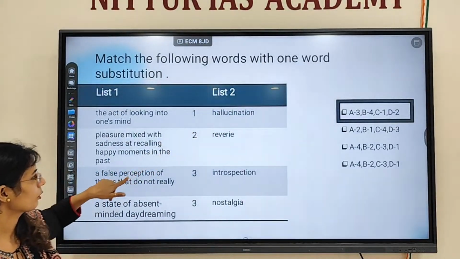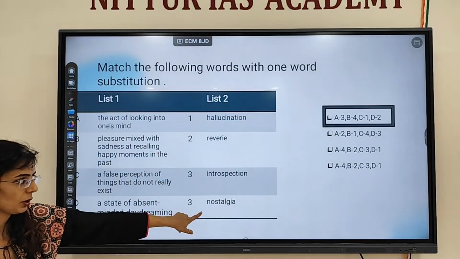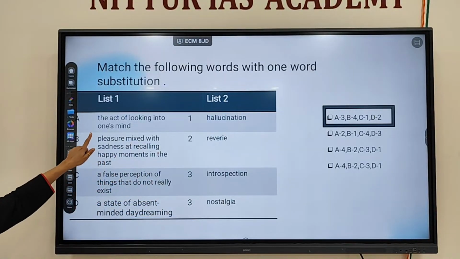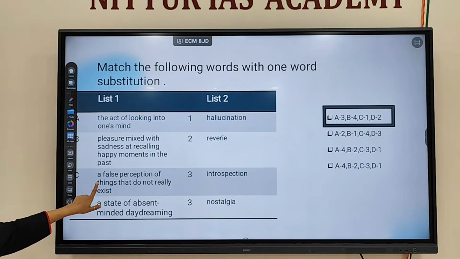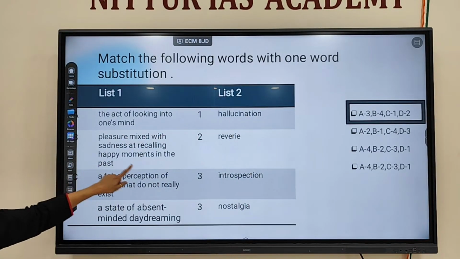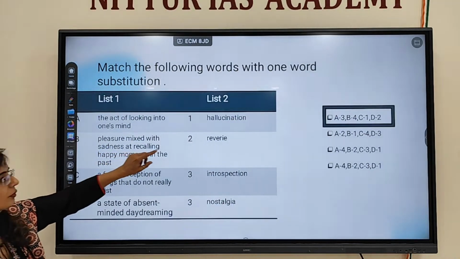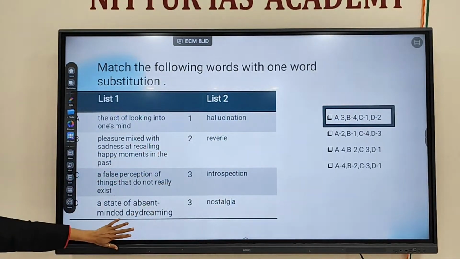Okay. So A is 3, B is 4, sad and happy is nostalgia. C is 1. C is 1. B is 4. And state of absent-minded and daydreaming is? Yes. So we did not know only one word.